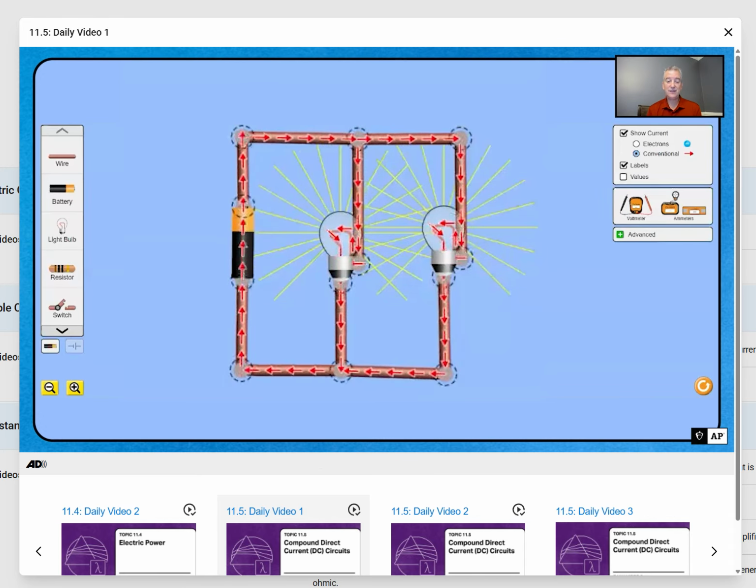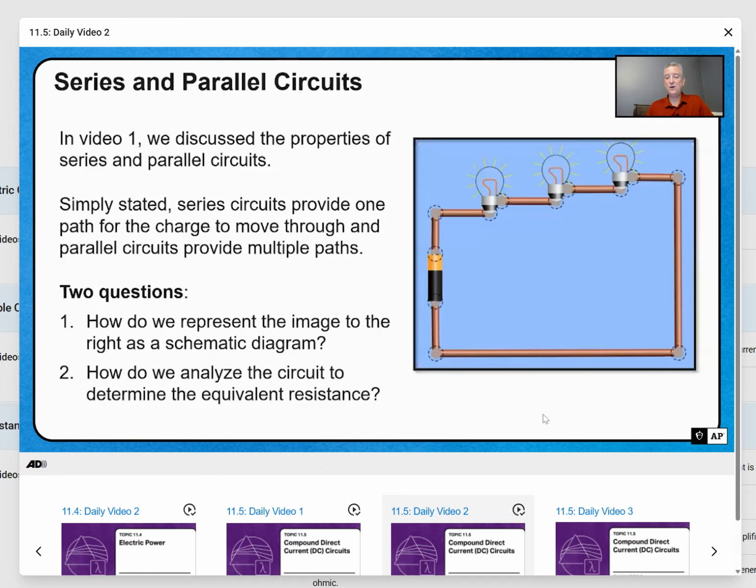I don't think we want to draw the batteries and the light bulbs over and over and over again, so there must be an easier way that we can all agree upon to represent a circuit in a simpler manner. Secondly, how do we analyze the circuit to determine the equivalent resistance? In other words, when we have all these resistors added to a circuit, how do we find out what the total resistance of the circuit happens to be?